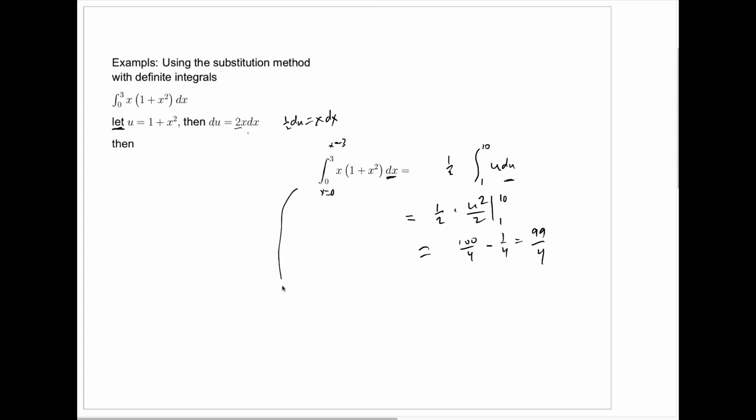What if I had left the limits as 0 and 3? What would I get? Well, the integral from 0 to 3 of u du is actually u squared over 2 here from 0 to 3. We still have the 1/2, so we end up with 9/4 minus 0, and this is wrong.